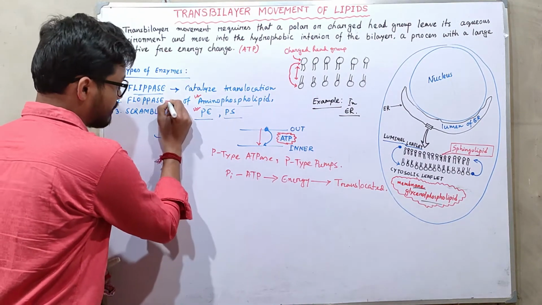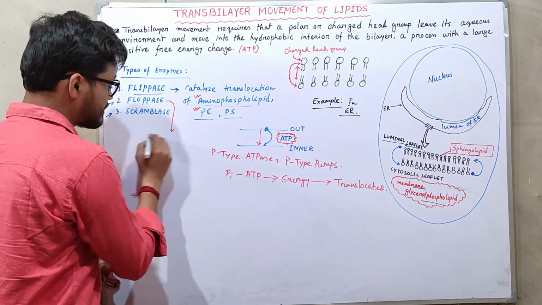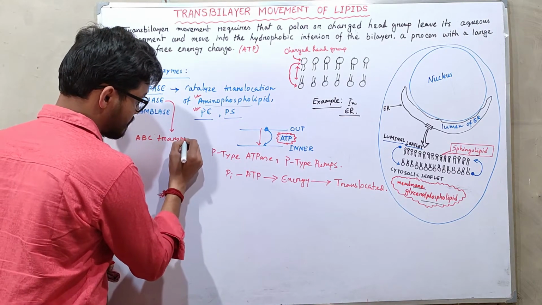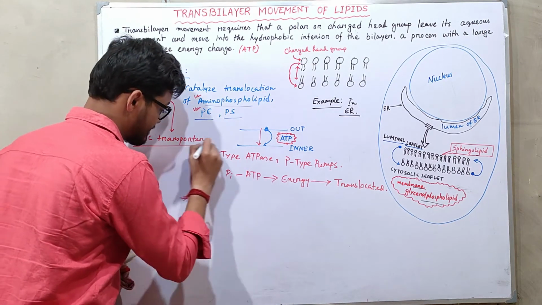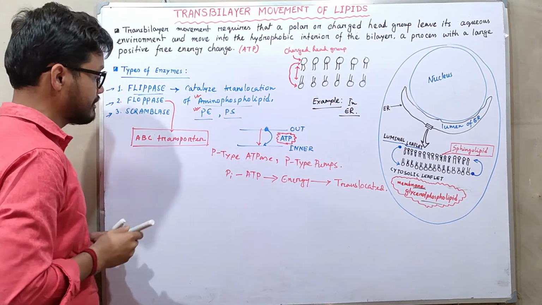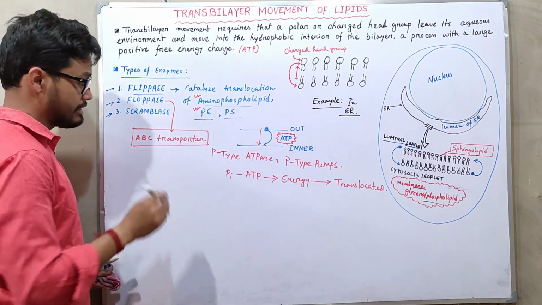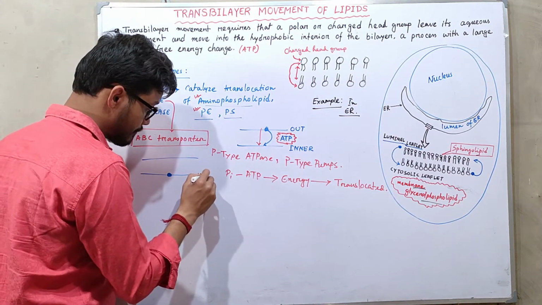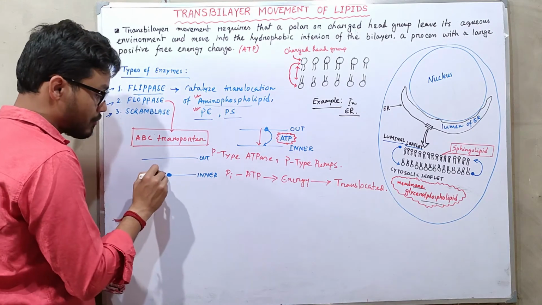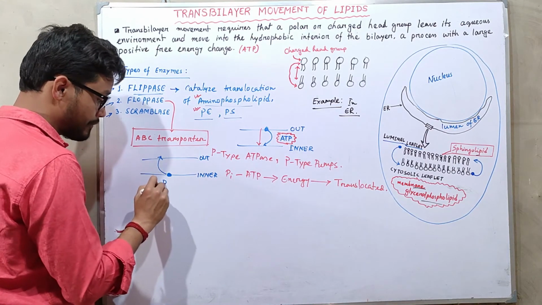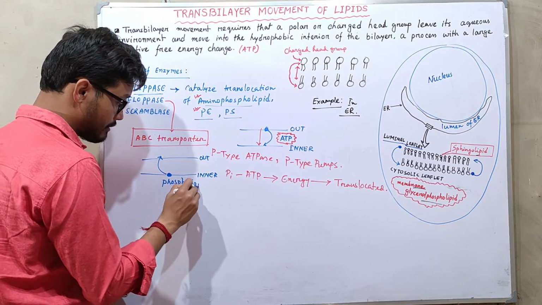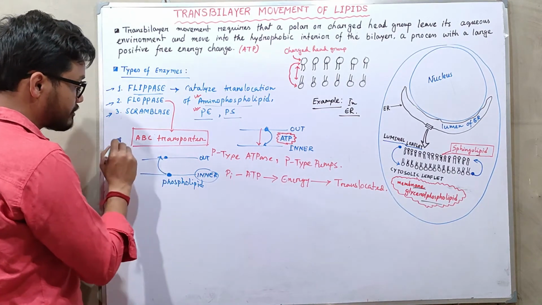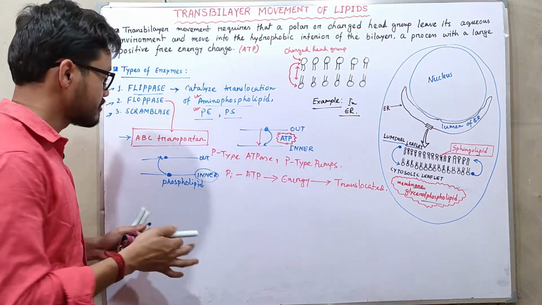Another kind of enzymes are floppases. Floppases belong to the ABC transporter family. Floppases transfer phospholipids from the inner leaflet to the outer leaflet. So these are examples of ABC transporter families or ABC transporter pumps.